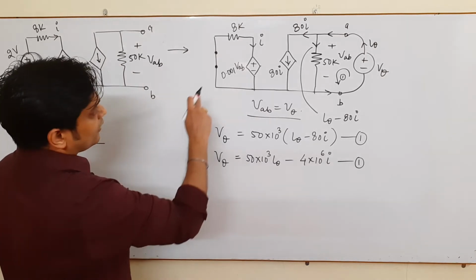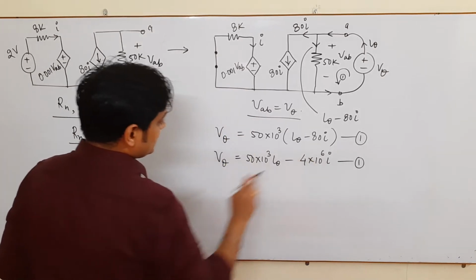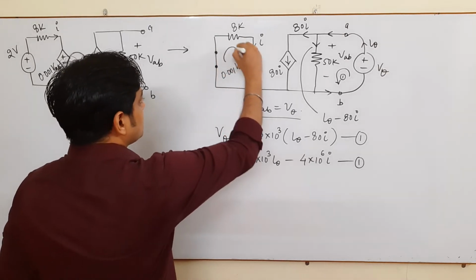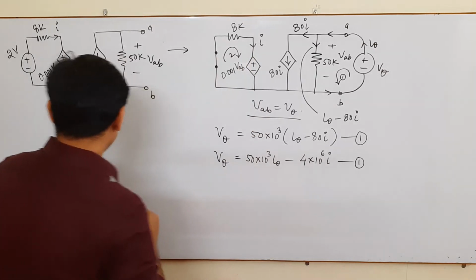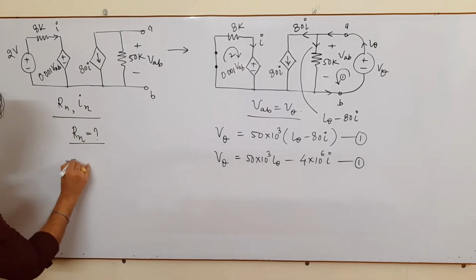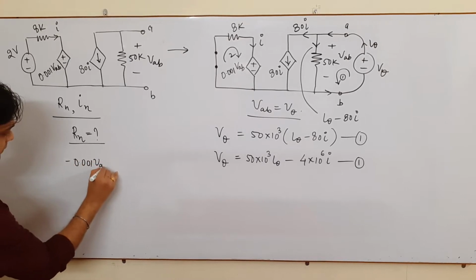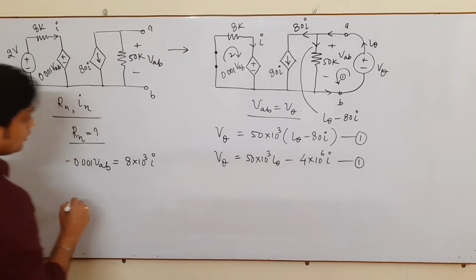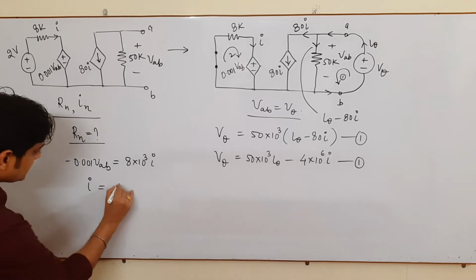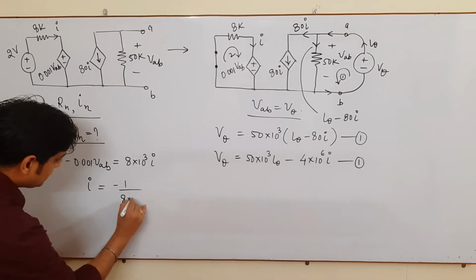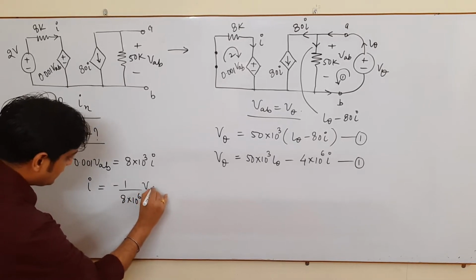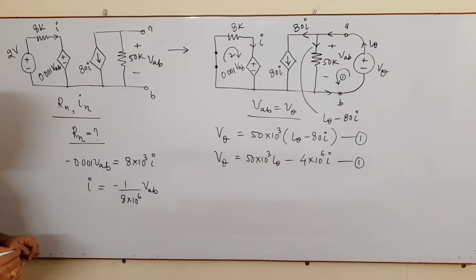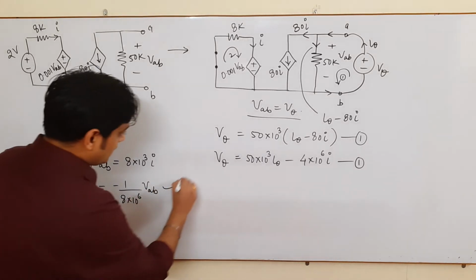Now we have to basically find I in terms of V theta or I theta, so that one can solve the problem. So I will apply a second KVL here. Now see here, this comes to be minus 0.001 VAB, that is equal to 8 into 10 to power 3 of I. Yes, so from here you can say that the value of I is basically minus 1 upon 8 into 10 to power 6 of VAB. Can you write this? Yes, the value of I comes to be 1 upon 8 into 10 to power 6 VAB.